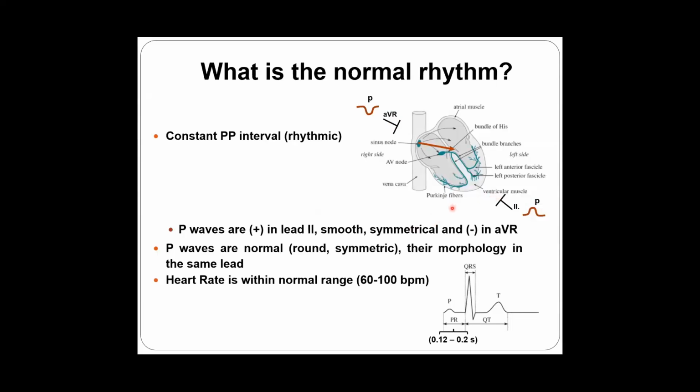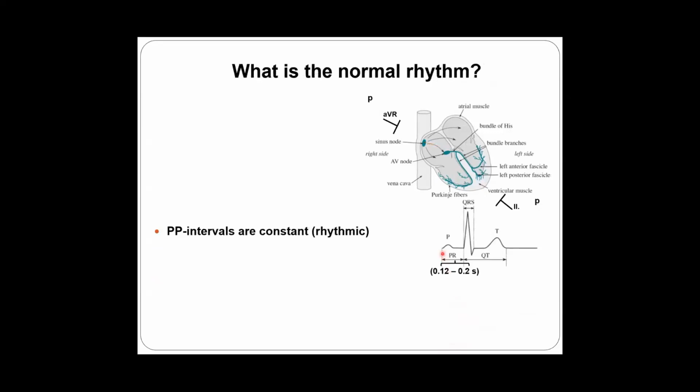Another very important point is that the heart rate is within the normal range, meaning between 60 and 100. And another thing, because we have normal conduction, from the beginning of the P to the beginning of the QRS is what we call the PR interval. It should be constant, ranging between 0.12 and 0.2. So these are all criteria for a normal sinus rhythm.